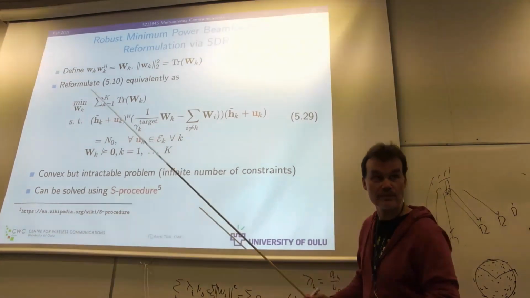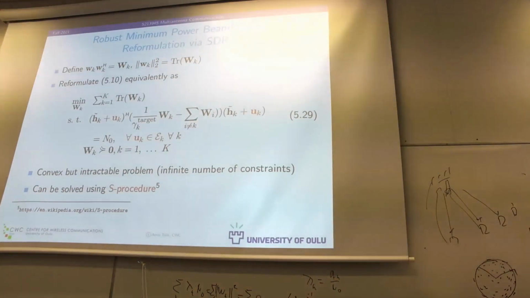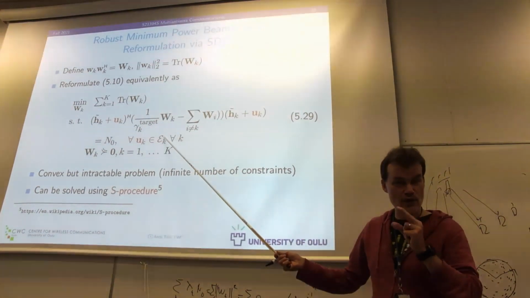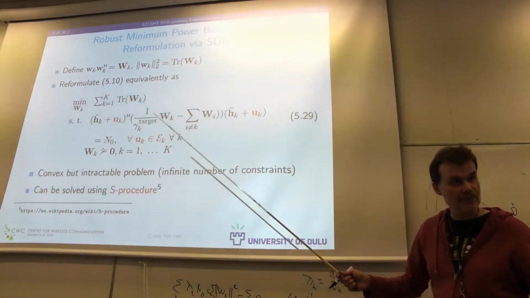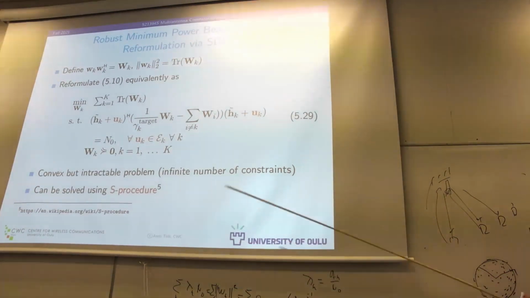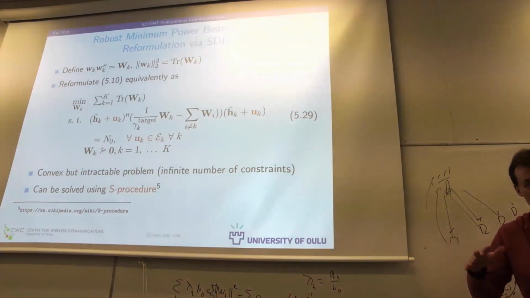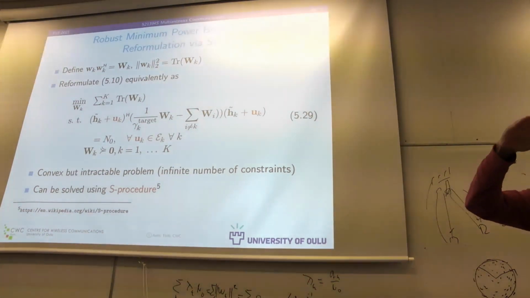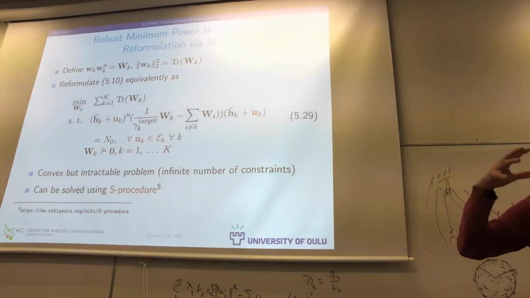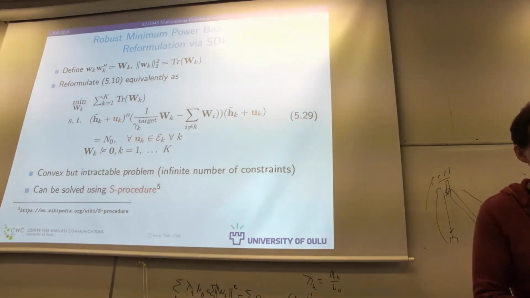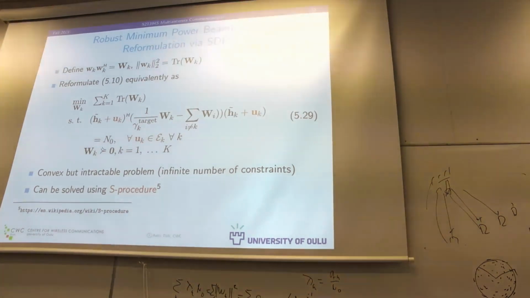If it is finite, like only 10 realizations for that UK, then we can guarantee that it holds for those 10 realizations, but we have no guarantee that it will hold for the other realizations. But it can work. If you add, for example, a little slack for the SINR on top, statistically it's very fine. Okay, this is a convex but intractable problem. How we can solve this is using the so-called S-procedure.